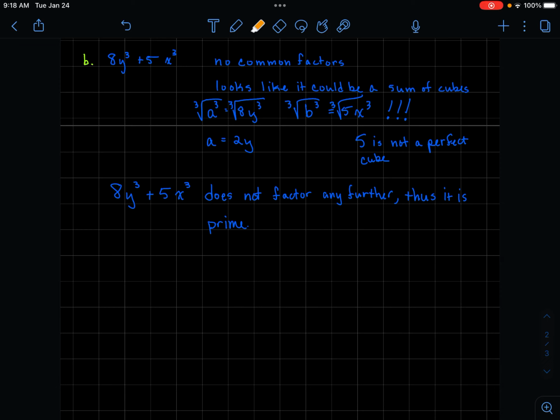It's called prime. Remember that a prime number, by definition, has only factors of the number and itself. Well, the polynomial works the same way. The only thing that you could factor out of this entire polynomial is the number 1, which leaves you with the original problem itself. So this is a prime polynomial. So sometimes these do not factor any further, even though it looks like it could be a sum of cubes.